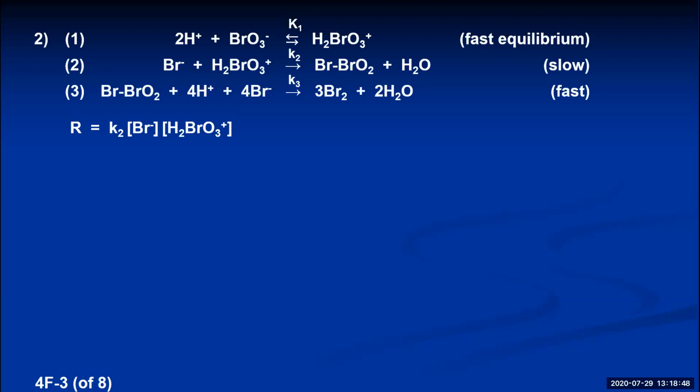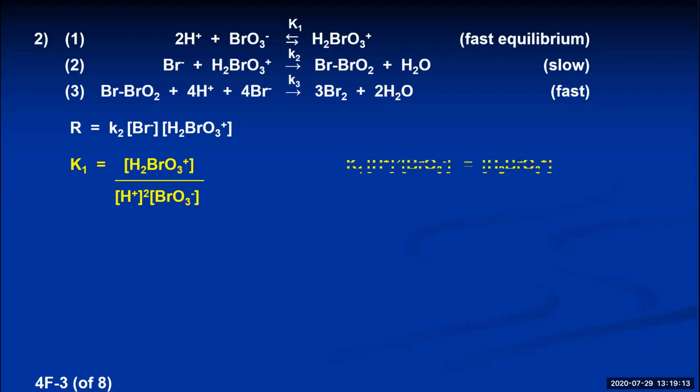The bromide ion is a reactant in the overall reaction, but H2BrO3 positive is not. That must be substituted out, and that can be substituted out only from an equilibrium step, which is step 1. If we write the equilibrium constant expression for step 1, in the numerator is our H2BrO3 positive. We want to solve for that so we can substitute it back into the rate law above. So solving for H2BrO3 positive, H2BrO3 positive will equal K1 multiplied by the concentration of H plus squared multiplied by the concentration of BrO3 minus.